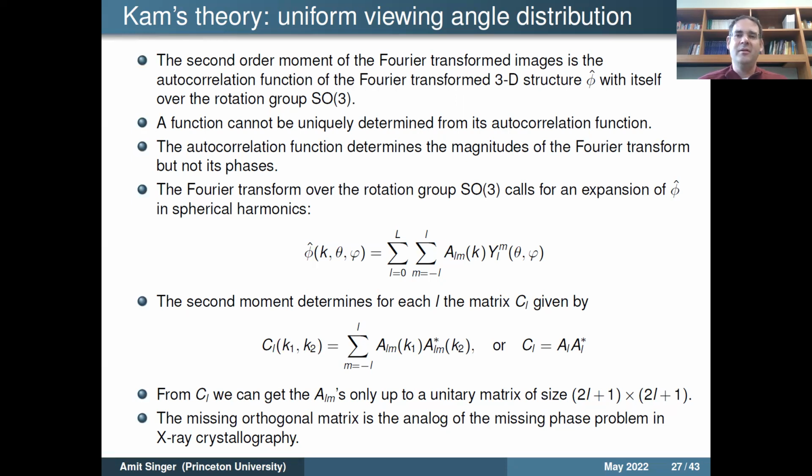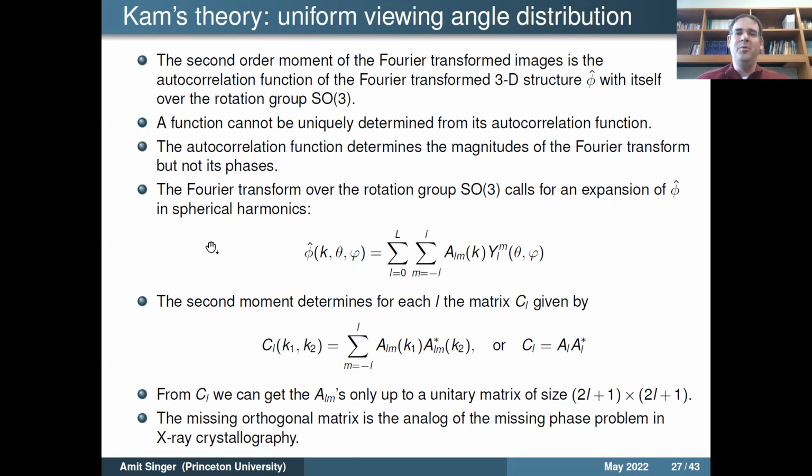So for L equals 1, we're missing a 3 by 3 matrix. For L equals 2, we're missing a 5 by 5 matrix, and so on. Which is very nice because we don't have the dependency on the discretization in the k direction. So it's 3, 5, 7, and so on, but we're still missing those matrices. So the structure is not determined uniquely from the second order moment.